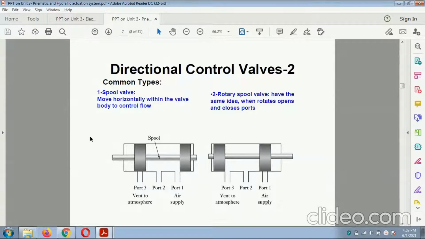The directional control valve 2. A common type is the spool valve, which moves horizontally within the valve body to control the flow. Another is the rotary spool valve, which has the same idea, where the rotor opens and closes the port. So this is the diagram which is related to the spool valve. This is port 1, where the air supply is inserted, and at port 3, the air supply goes to the atmosphere.